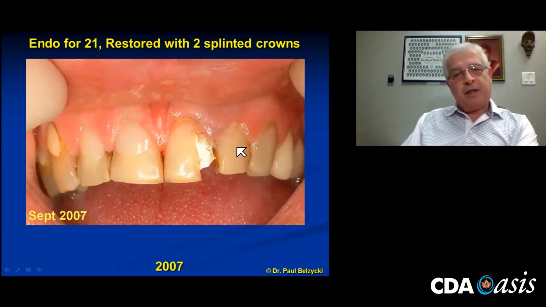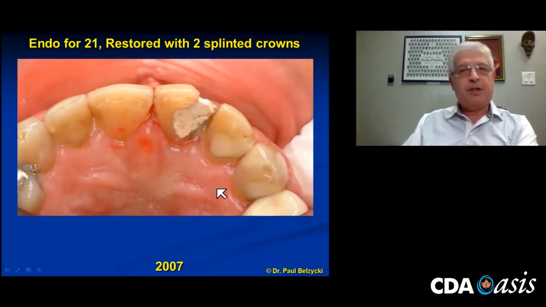He came in 2007. I was out of the city. He had a flare-up of a tooth, and he had endodontics done with a specialist, and he presented with this broken tooth and needs to be fixed. So I said, fine. I can see here that there's a large composite resin filling.